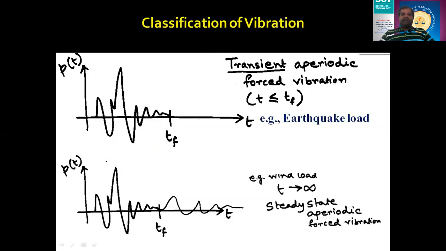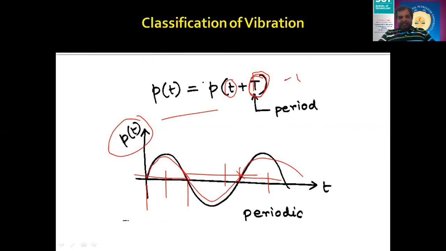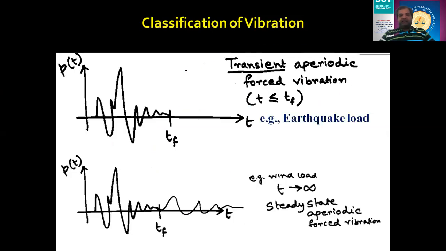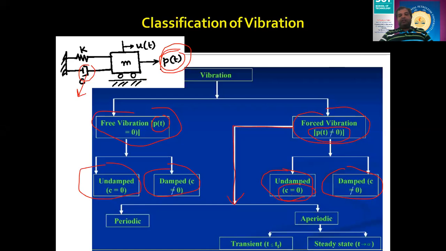But if it does not exist, for example, this P of t is not equal to 0, and it is happening in this way, then the condition will remain like this. In this case, you can see the P of t is not repeating with a regular interval of time, and then this particular system is known as aperiodic. In aperiodic, undamped forced vibration can happen, or aperiodic damped forced vibration can happen.